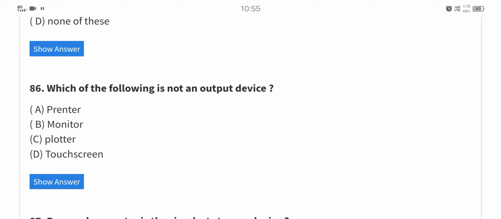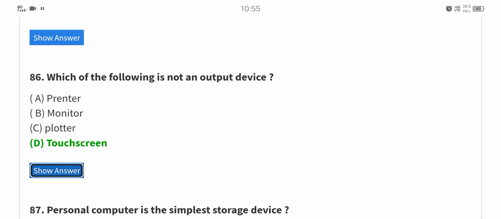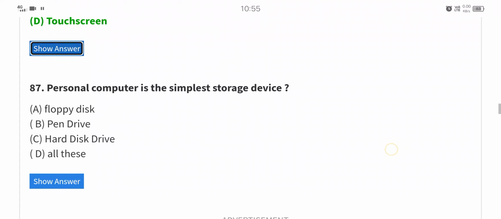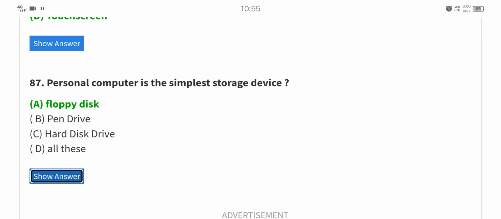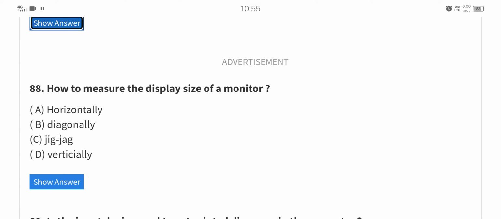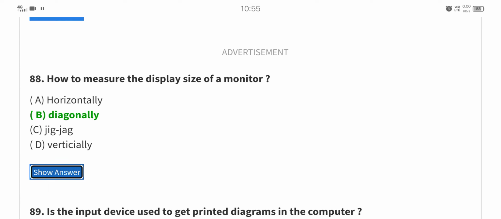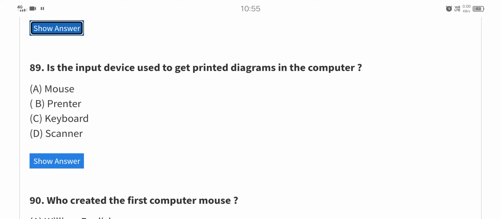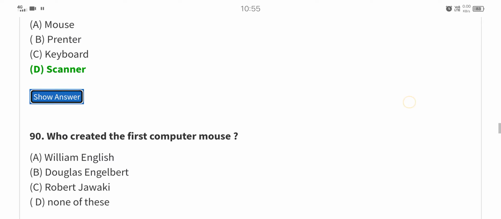Which of the following is not an output device? Touch screen. Which is the simplest storage device of a personal computer? Floppy disk. How is the display size of a monitor measured? Diagonally. Which is the input device used to get a printed diagram into a computer? Scanner. Scanner is the input device used to get a printed diagram into the computer.